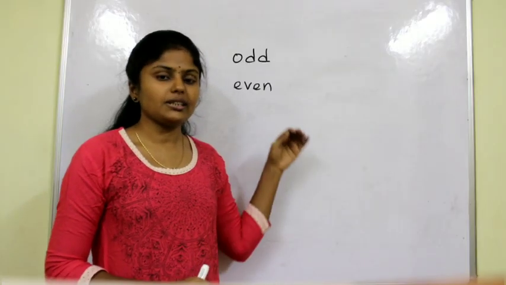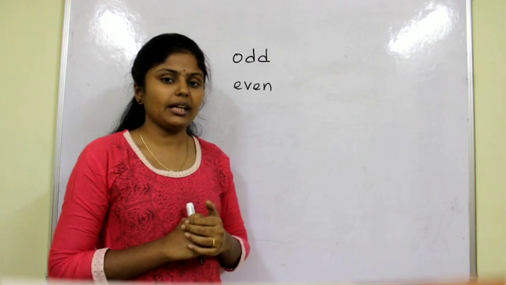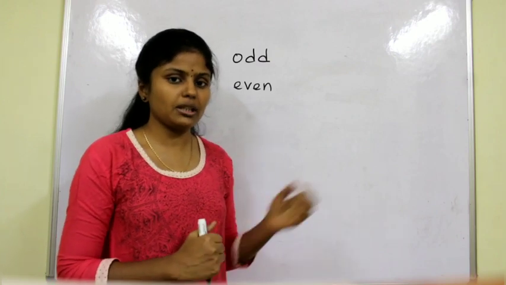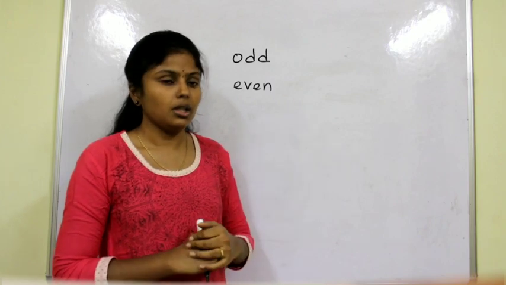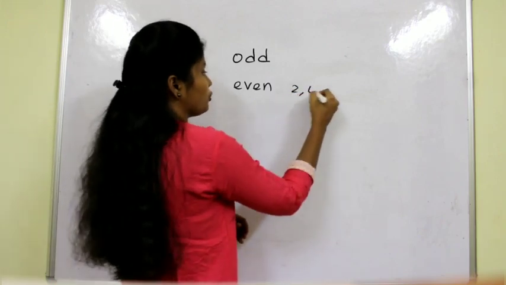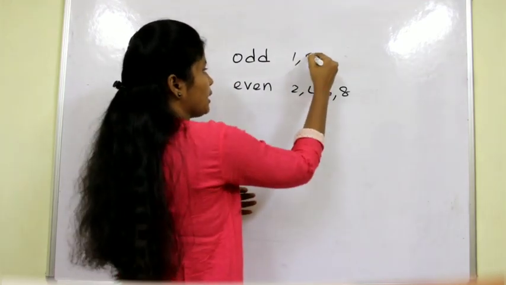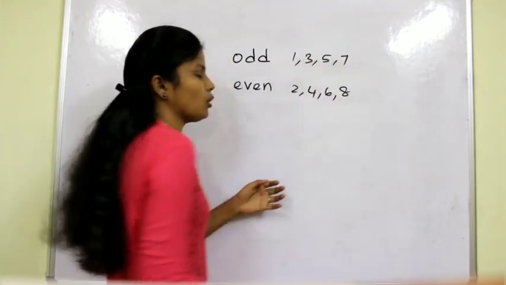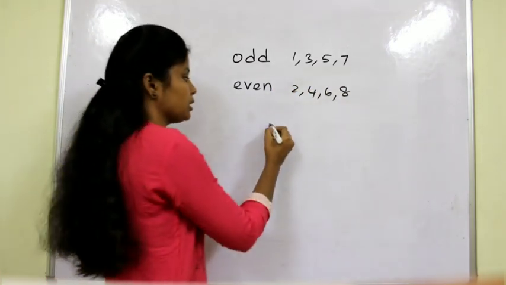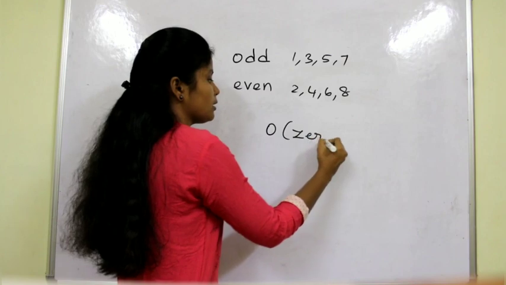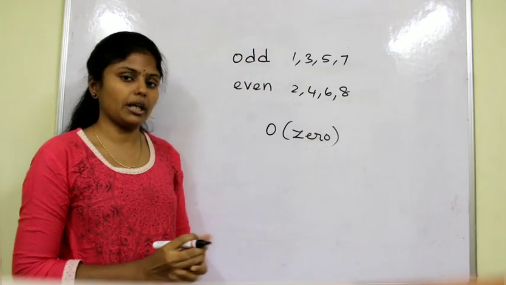At first, what is the definition for the odd number and even number? Simply, we can say that any number which is divisible by 2 is the even number, any number which is not divisible by 2 is the odd number. So, of course, 2, 4, 6, 8, all these will come under the even numbers category. 1, 3, 5, 7, all these will come under the odd numbers category. But what about the number 0? Does it come under the odd number category or the even number category?